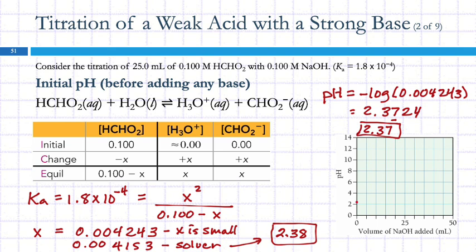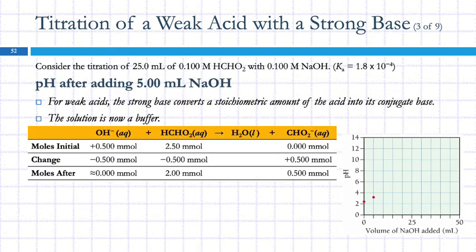So using the value from the solver, I get 2.38. Any questions? So this is a calculation we learned how to do in the previous chapter. Okay, now things will get interesting.